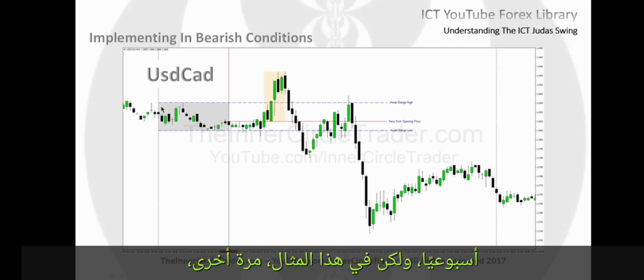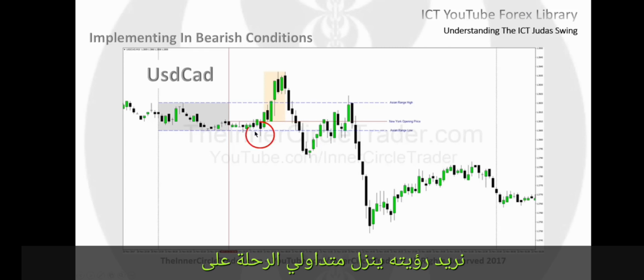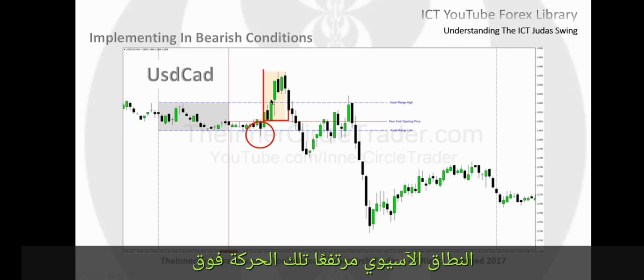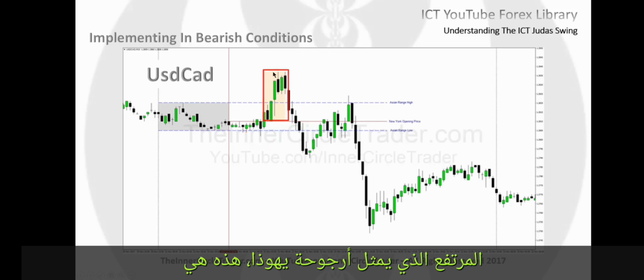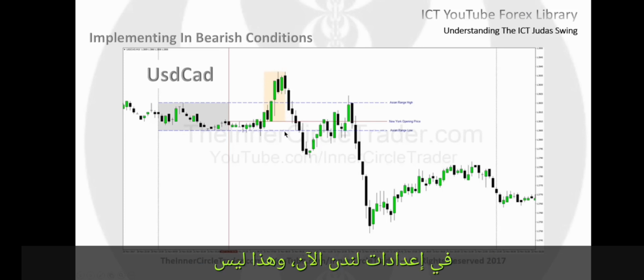But for this example, again, the Asian range, small tight consolidation, we want to see it drop down, trip traders in right away, then run on the other side of the Asian range high. That movement above the opening price, above the Asian range high, that is the Judas Swing. This is the false or trap move that I use to get in on London setups.